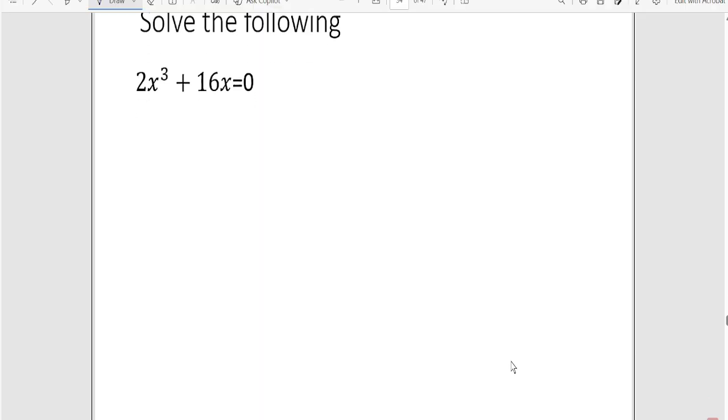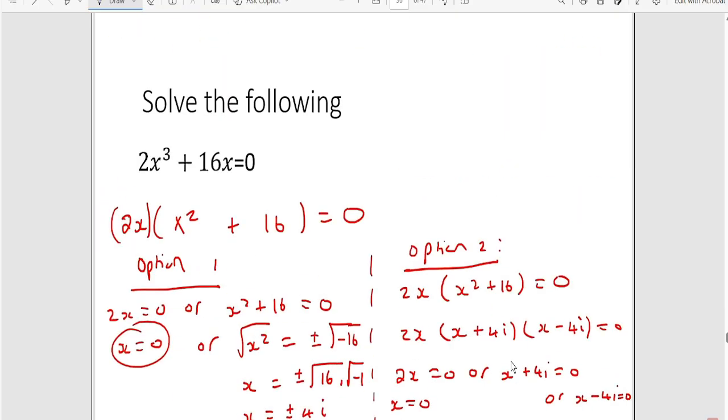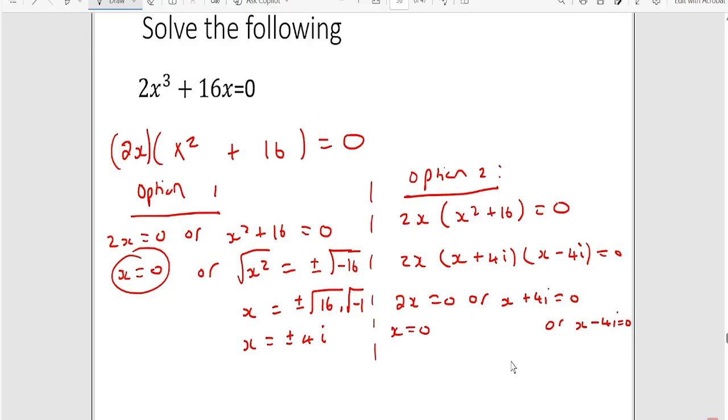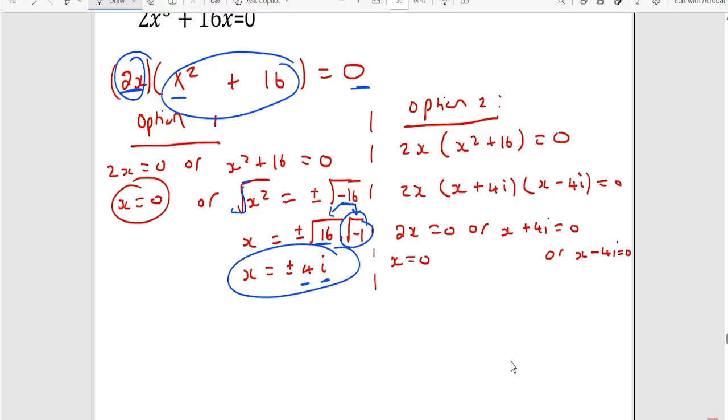Then we have this one. Here we need to take common. We can take 2x common from both terms, right? So here we get 2x times x square plus 16. What you can do is set 2x equal to 0, and the other way is, because you have x square plus 16, you take 16 to the other side and it becomes negative 16, right? Then you do square root both sides, you can write negative 16 as positive 16 times square root of negative 1, which is i, and square root of 16 is 4, so you get x is equal to plus minus 4i, right?